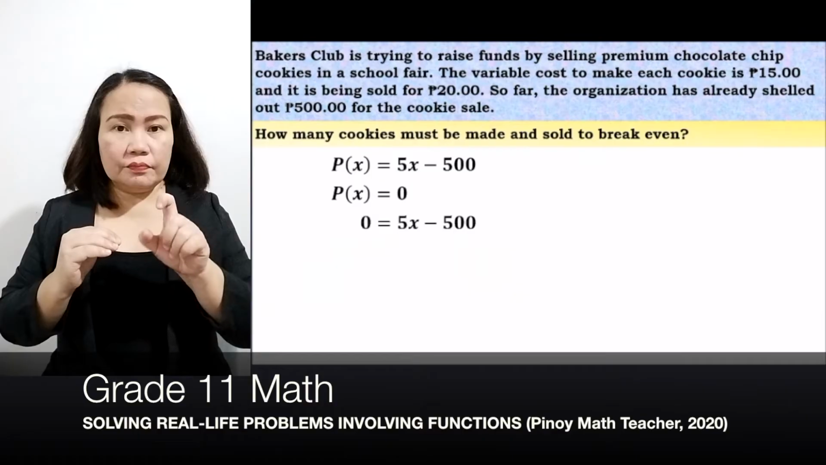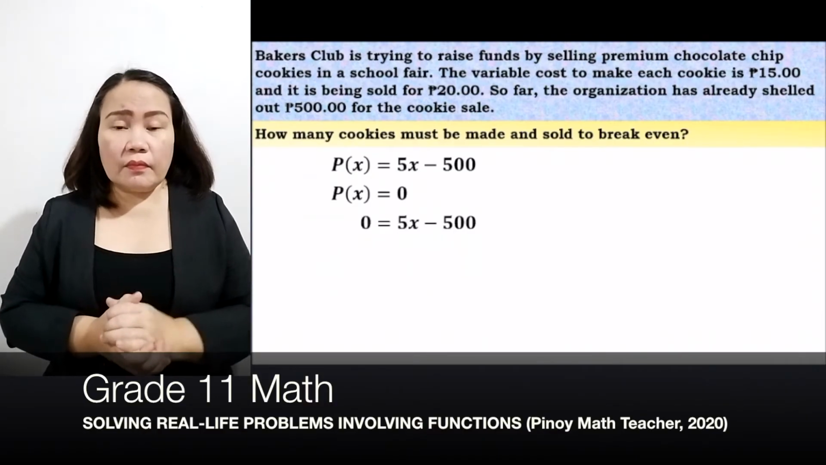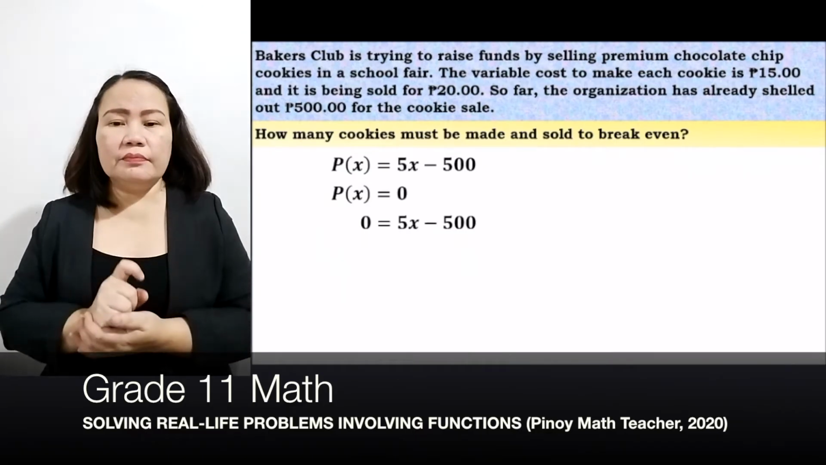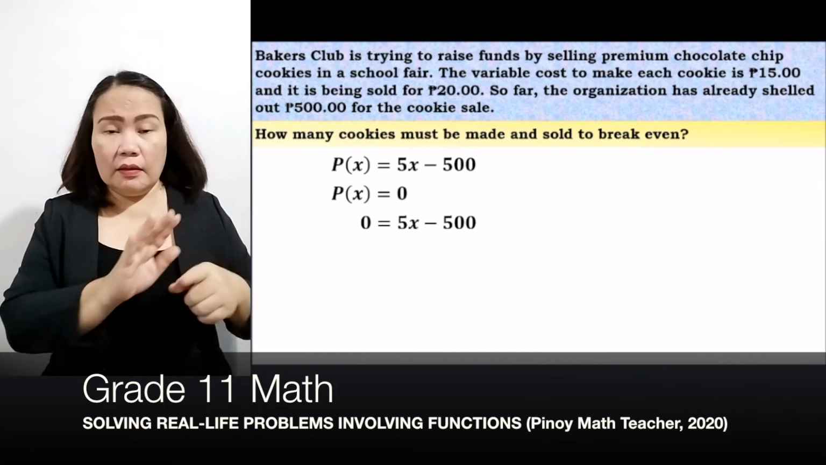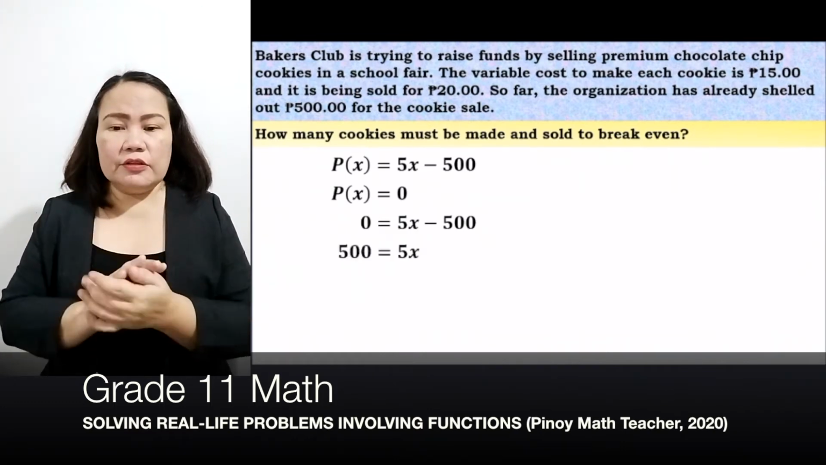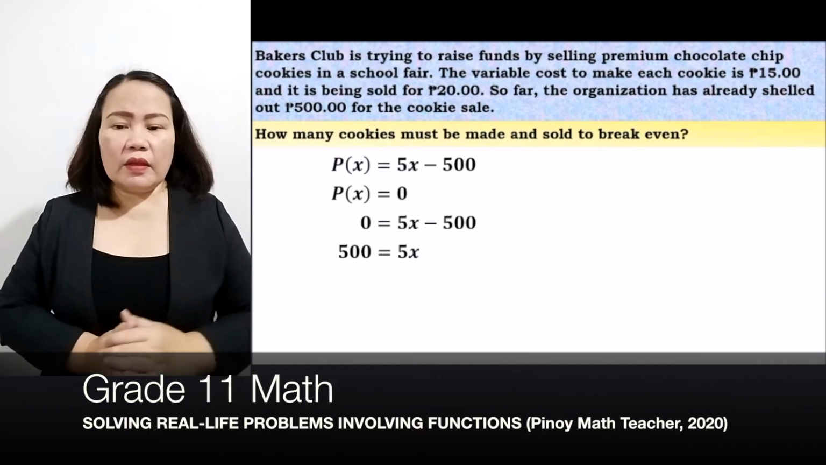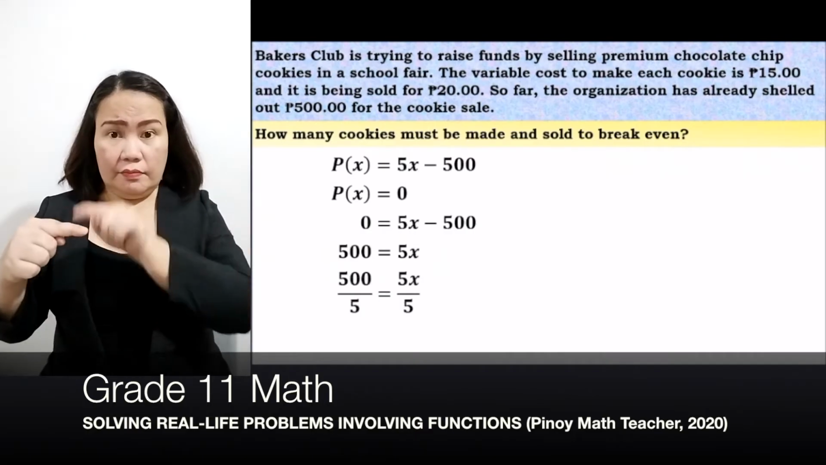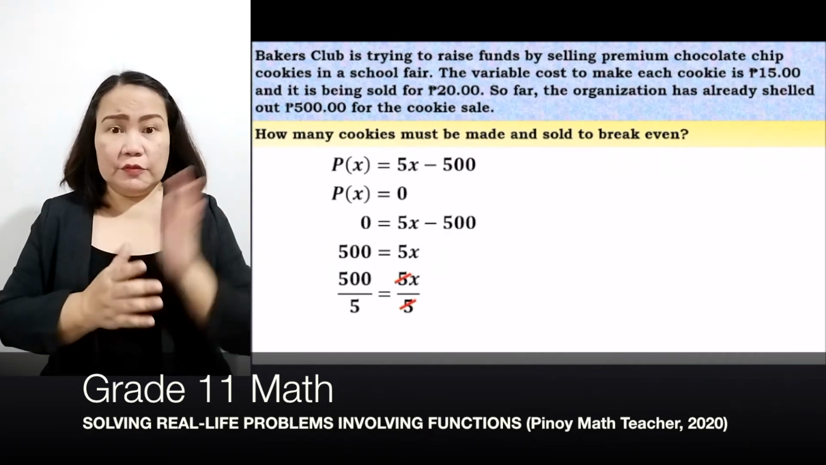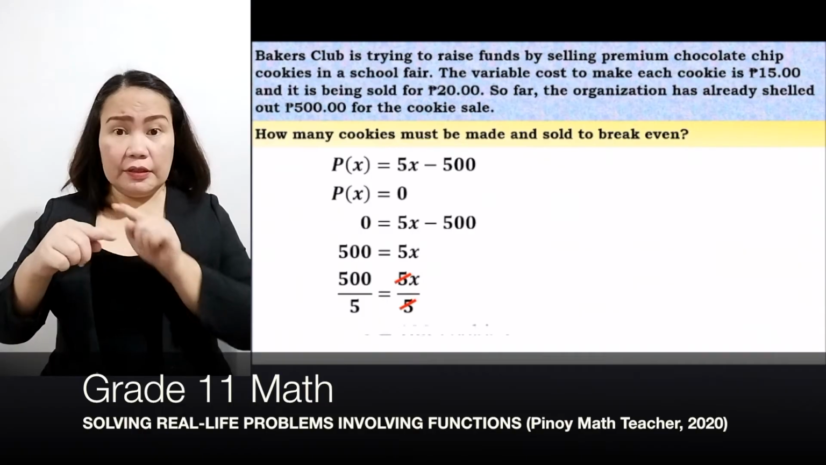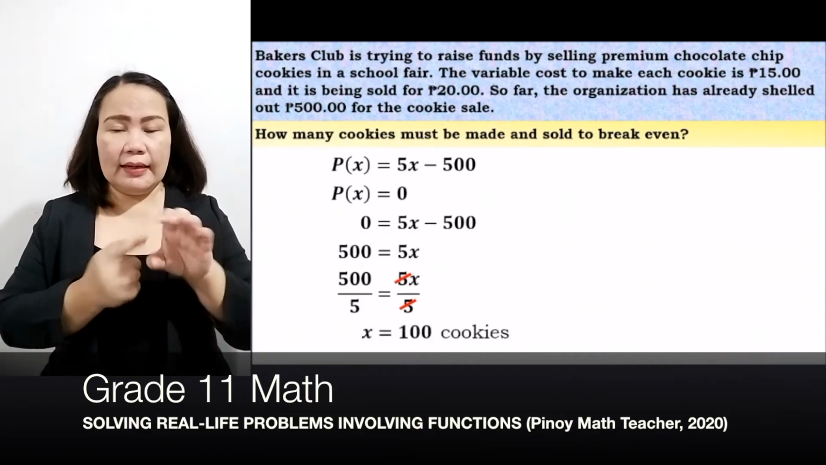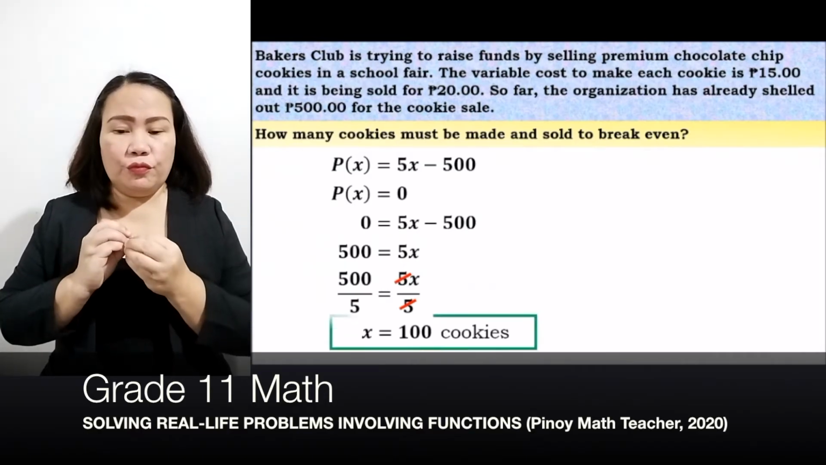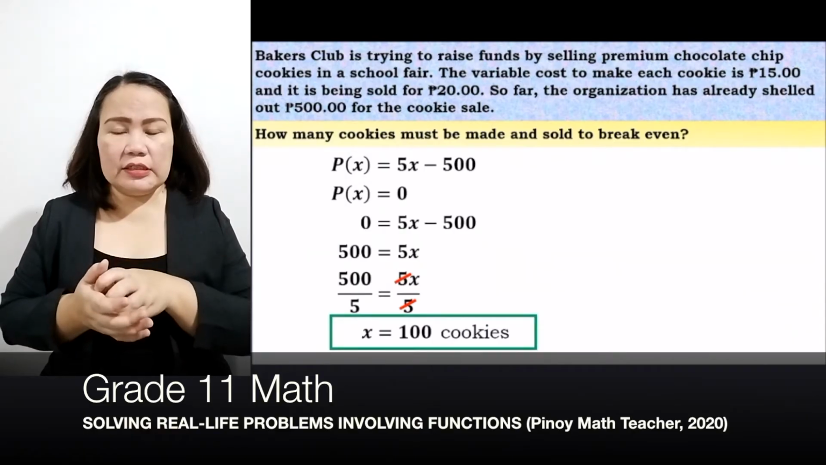Ayan, so 0 equals 5X minus 500. Ang hinahanap ay number of cookies. So, isosolve natin yung X. Transpose natin yung negative 500 sa kabilang side ng equation. So, 500 equals 5X. Divide natin both sides by 5. Okay, so cancel dito. 500 divided by 5, that is 100. So, X equals 100 cookies. Ito yung number of cookies para mailabas mo lahat ng expenses.